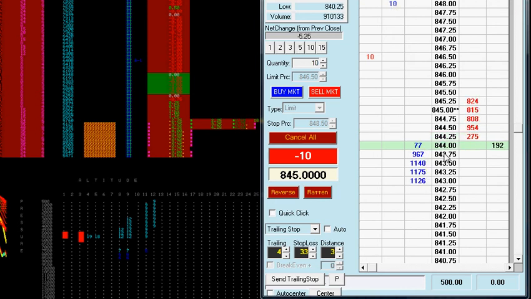Now, if we can get a pip or two further on the downside, I'm going to cover this position. One more from where we are now.